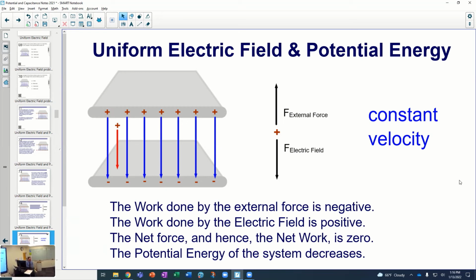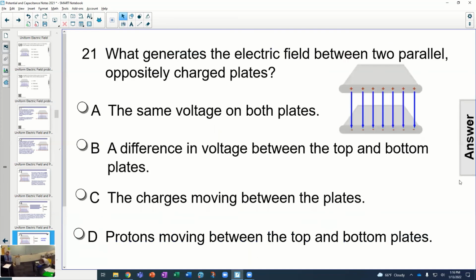Any other questions? All right. We're going to get into magnetism later, but anytime a charge moves through a field, it also generates its own magnetic field. But we'll get to that in unit 4, not unit 3.